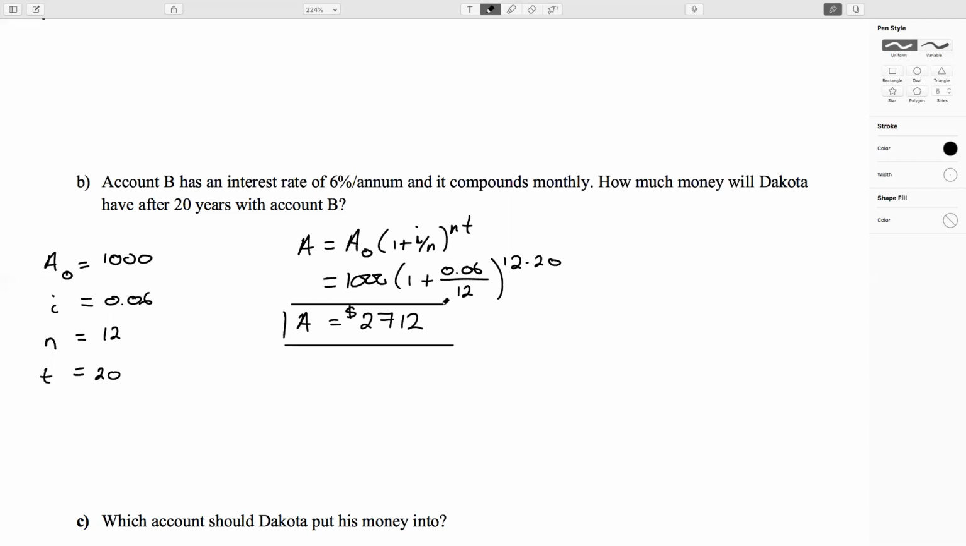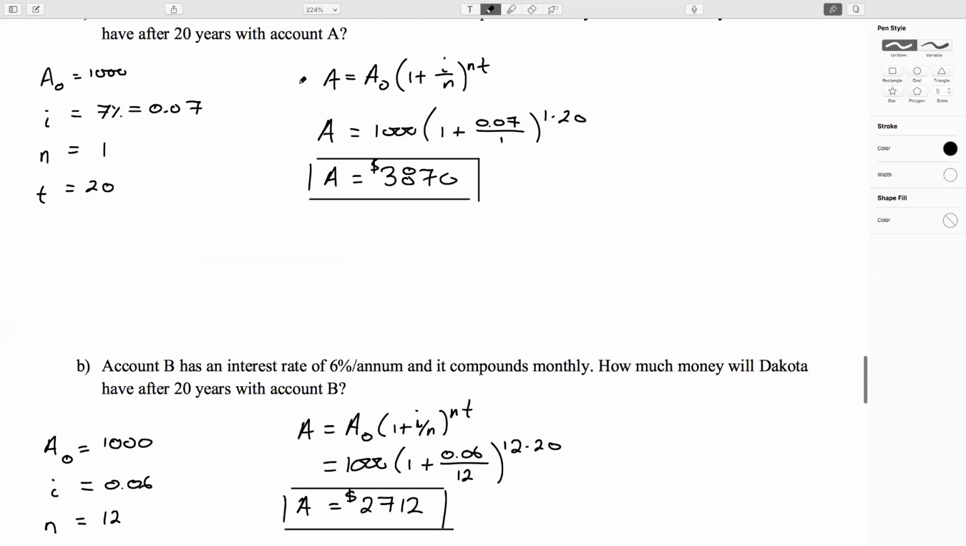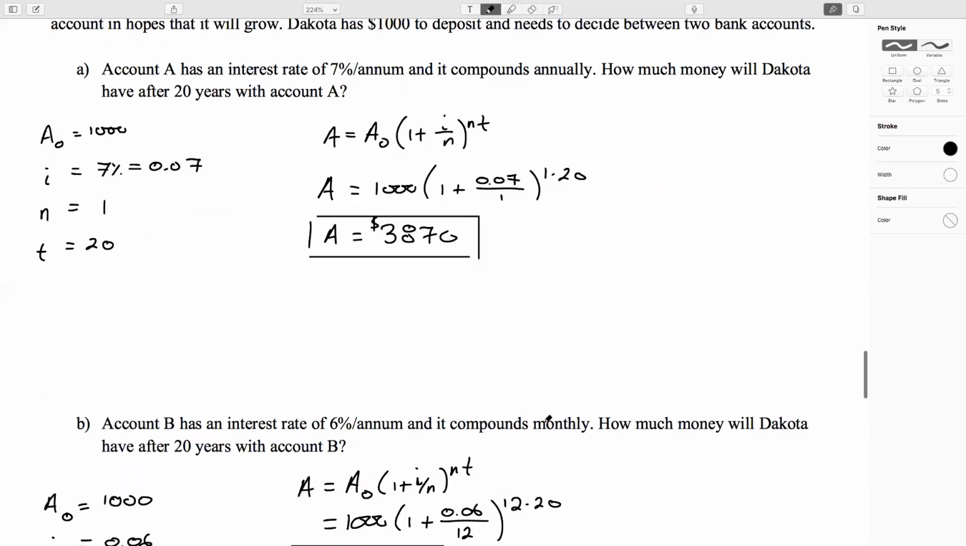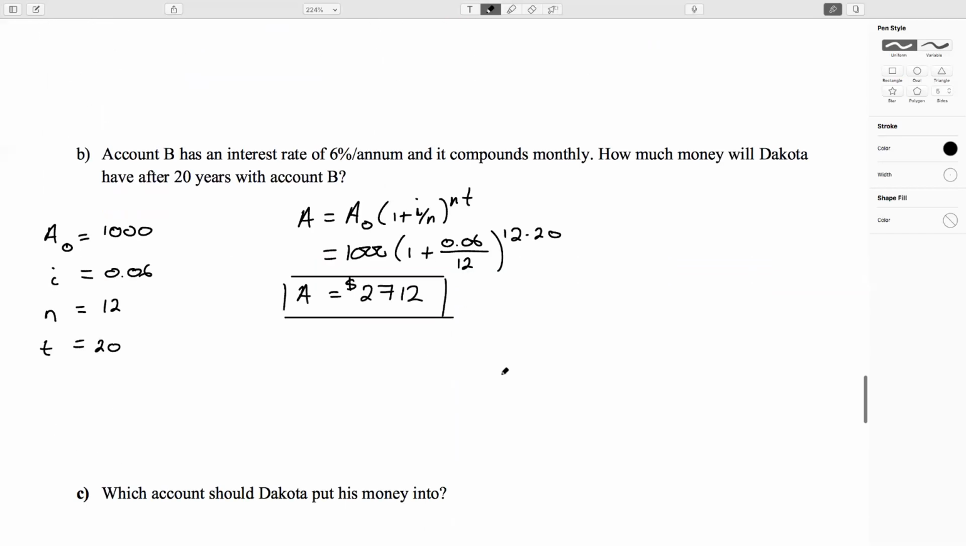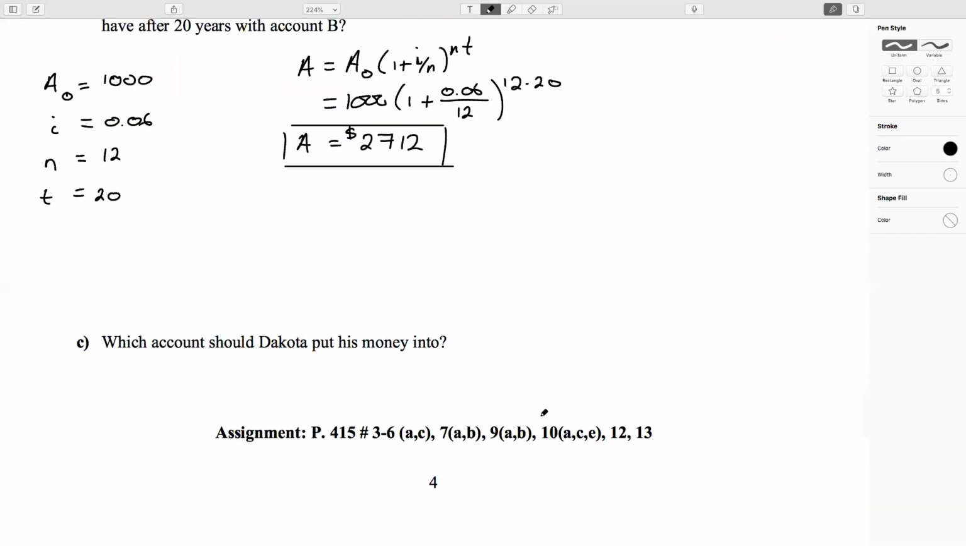So when you sign up for the account, it doesn't seem like much is different. 6% versus 7%. This one's annually, this one's monthly. It looks like it'll all come out in the wash, but this one, he's barely tripled his money, and this one, he almost quadruples. So it does make a big difference. If he invested $100,000, I would rather have almost $400,000 than almost $300,000. So which account should Dakota put his money into? I would go with bank account A.